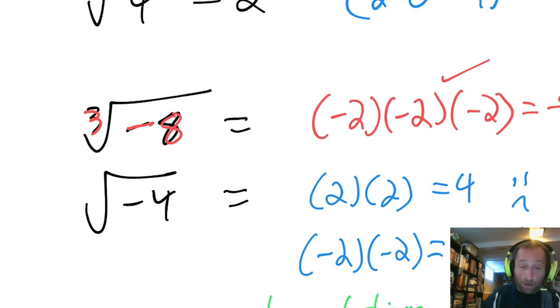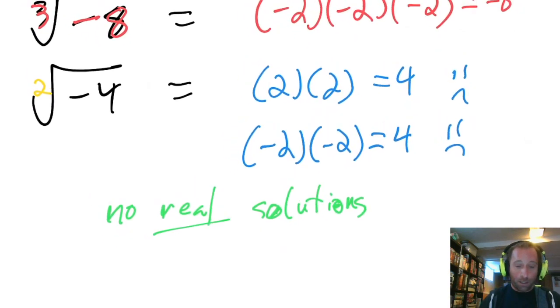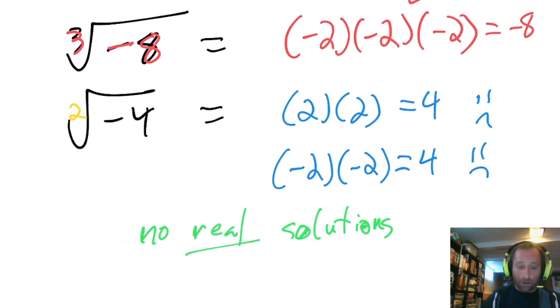There is something called imaginary solutions. That is something you're going to cover in future classes. It's not a pre-calculus 11 topic, but you will see it next year. So there are no real solutions to the square root of a negative value, but we did find real solutions to the cube root of a negative value.